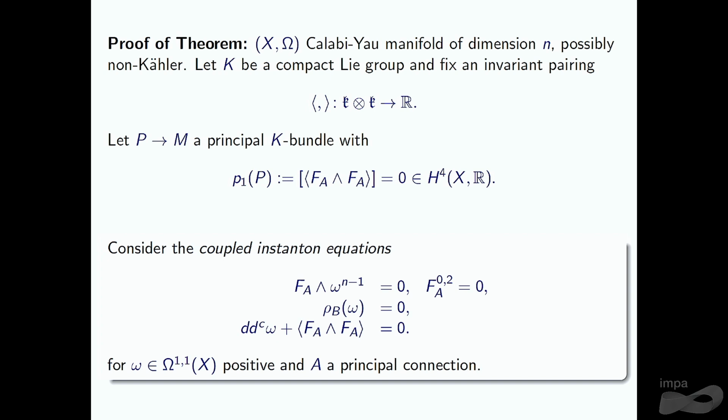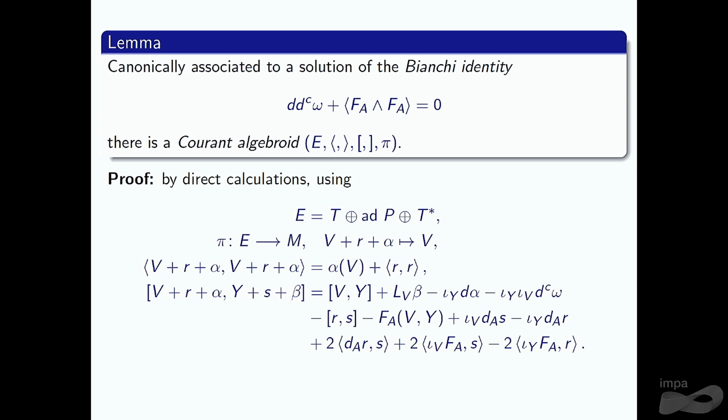You start with your Calabi-Yau of dimension n, your pairing, and a principal bundle with vanishing first Pontryagin class, and you consider the coupled instanton equations given by the Hermitian-Yang-Mills equations, with the trace of the Bismut-Ricci form equal to 0, and this Bianchi identity on 4-forms. Omega is a positive (1,1)-form, A is a principal connection. What do you do? You forget about all the equations but this Bianchi identity, and you use this to construct a Courant algebroid, similar to this picture here, but with a much more complicated bracket, pairing, etc. So associated to a solution of the Bianchi identity, you can construct a Courant algebroid which takes the form T plus adjoint plus T star.